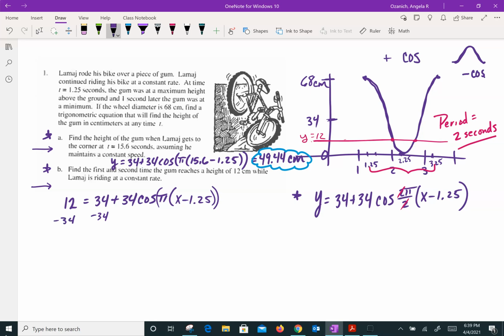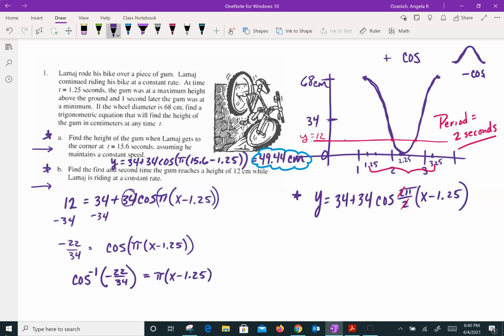So we subtract 34 from both sides, and it looks like we're going to get a negative 22, and then we're dividing by this 34, is going to be equal to the cosine of pi times x minus 1.25. This is the part that is going to help you find the two different solutions algebraically. It comes from where you take your inverse cosine of negative 22/34, and set that equal to pi times x minus 1.25.